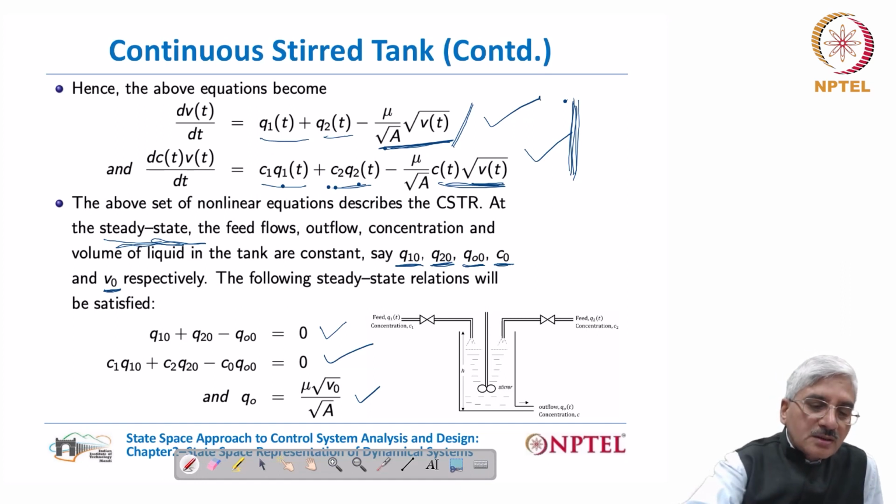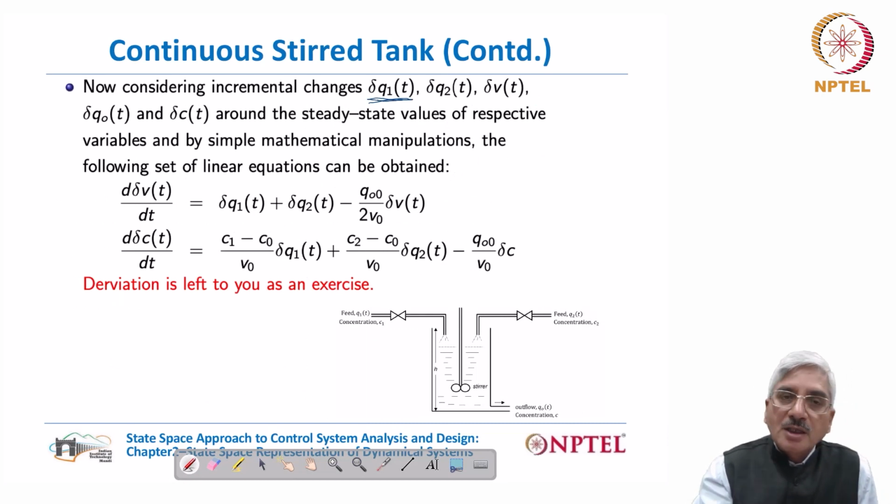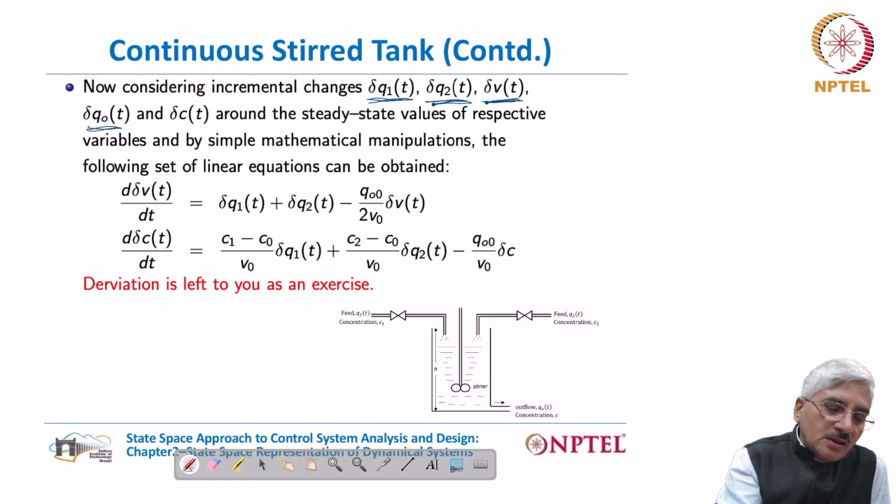And now we consider incremental changes around those steady states. So we assume, for example, that Q1 at any time t is Q1 0 plus delta Q1. Similarly, the change in Q2 is delta Q2. Change in liquid volume is delta V. Change in outflow is delta QO, and change in concentration is delta C.